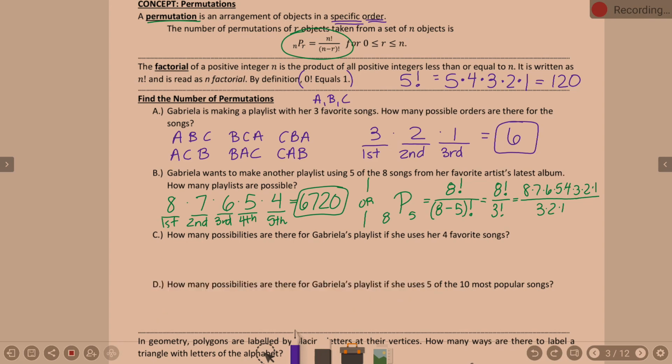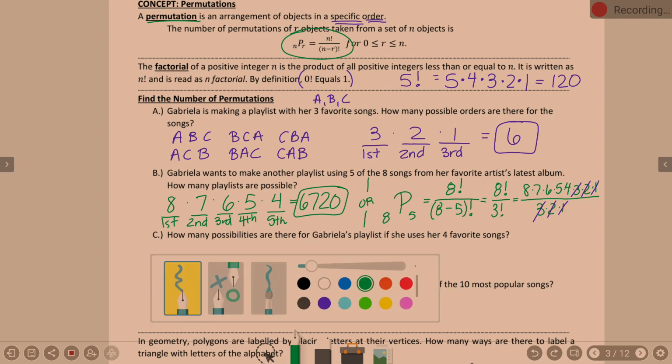The numbers that are in common top and bottom can cancel. 3 cancels with 3, 2 cancels with 2, 1s can cancel or stay. What do I have on top? 8 times 7 times 6 times 5 times 4. Did we just multiply those numbers? That should have been the last thing you did on your calculator, right? 8 times 7 times 6 times 5 times 4. So, just to show it works both ways.